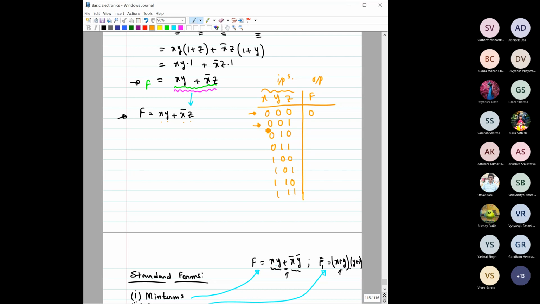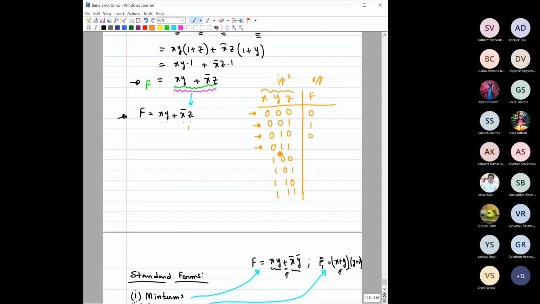Okay, let's take the next one, 0, 0, 1. First one is 0. Second one is x bar, which becomes 1, and then z is 1, so it is 1 dot 1, which becomes 1. So it is 0 plus 1, output becomes 1. Let's see the third one, 0, 1, 0. So it is 0 dot 1, output 0. The next one is x bar, that is 1, but z is 0, so this is 0.